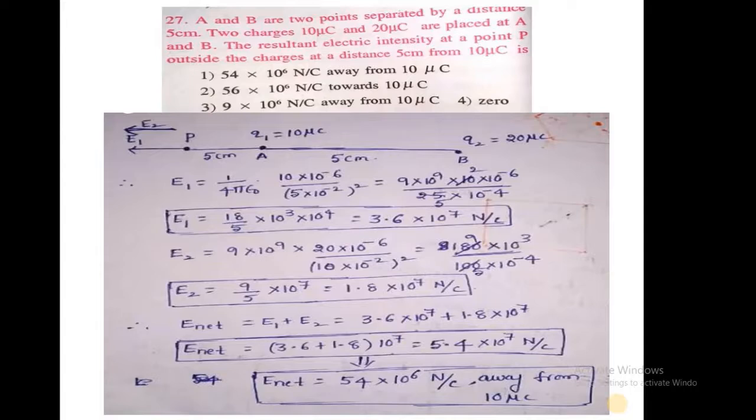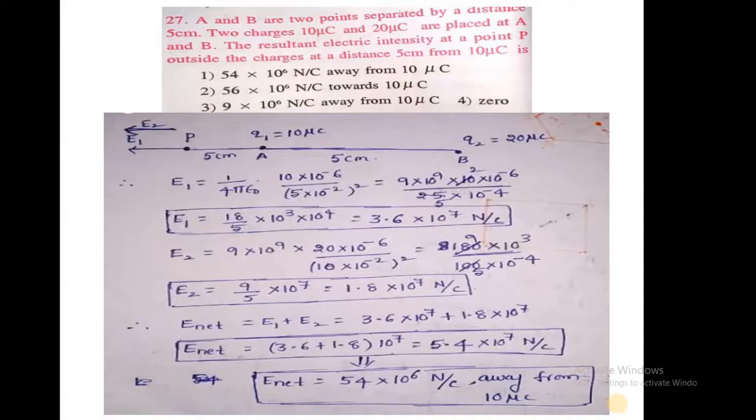Centimeters can be converted into meters, that means 5 into 10 to the power of minus 2 whole square. The value of 1 by 4 pi epsilon naught is 9 into 10 to the power of 9, and 10 into 10 to the power of minus 6 by 5 square, means 25 into 10 to the power of minus 2 whole square, means 10 to the power of minus 4. 5 2s are 10 and 5 5s are 25, we get 18 by 5 into 10 to the power of 3 into 10 to the power of 4. The resultant is 3.6 into 10 to the power of 7 Newton per Coulomb.